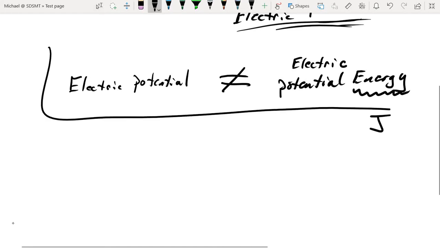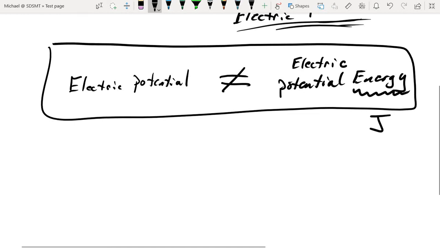And I'm going to test everyone on this little tidbit here. I'm going to ask for potential energy at some point, and if I do, you will see the two words potential and energy together in the same statement. Otherwise, if I just say the term potential and we don't see the word energy anywhere with it, then we are referring to this new term that we call electric potential.